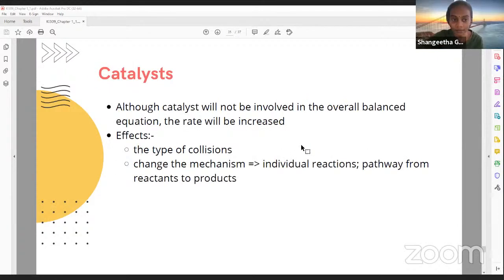Now, another factor is the catalyst. Although your catalyst is not involved in the overall balanced equation, the rate will be increased if you have a catalyst. Remember from our first lecture, a catalyst can help reduce your activation energy, Ea, so that your reaction can proceed faster. Your catalyst will affect the type of collision. It can change the mechanism for the individual reactions from reactant to products, changing the pathway to a shorter pathway to produce your products.